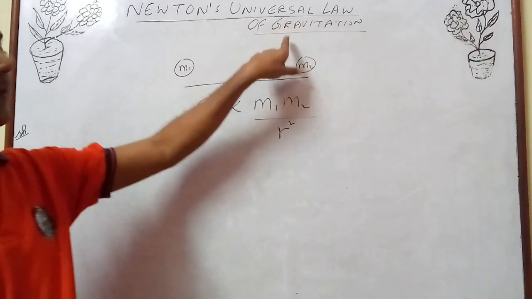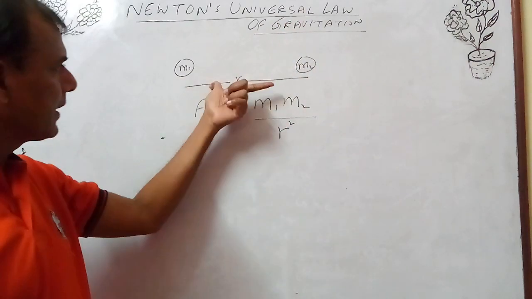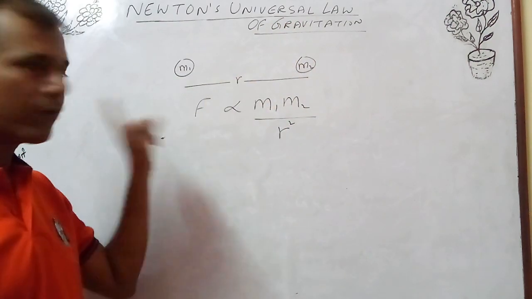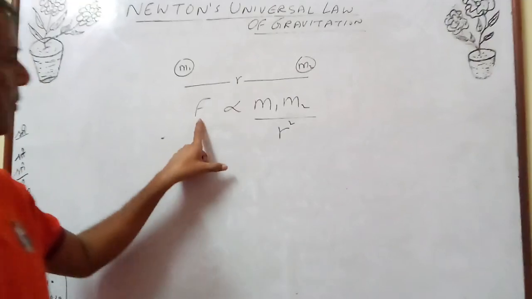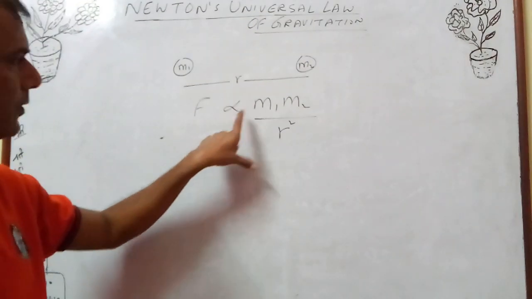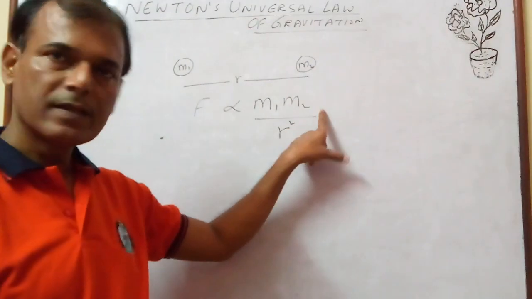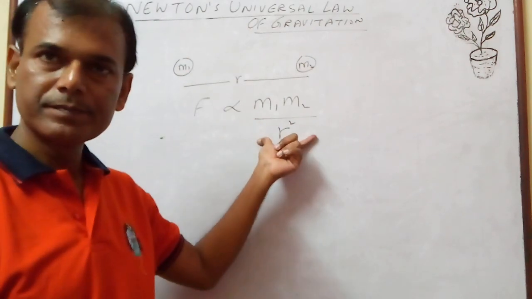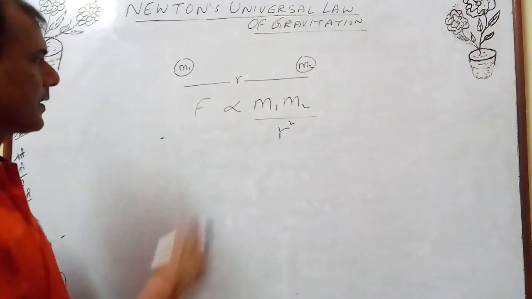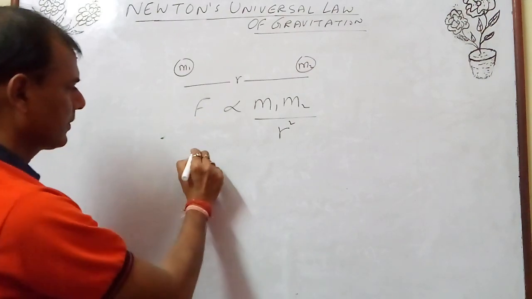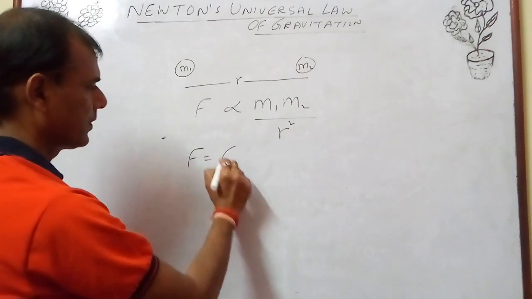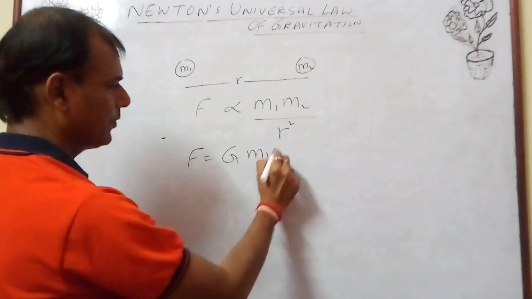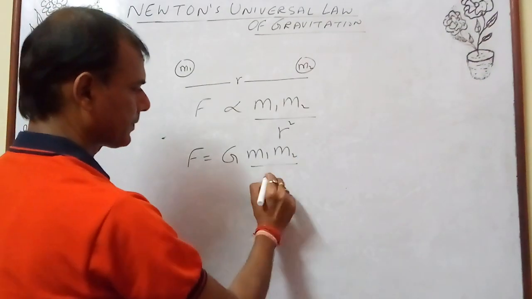Newton's universal law of gravitation states that between any two objects in the universe, there is a force of attraction. That force is proportional to the product of their masses and inversely proportional to the square of the distance between them. Now we remove the proportionality sign and put a constant here. This is F is equal to G M1 M2 upon R square.